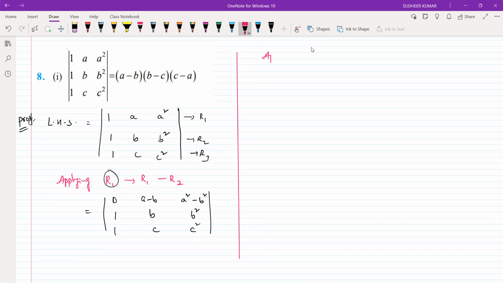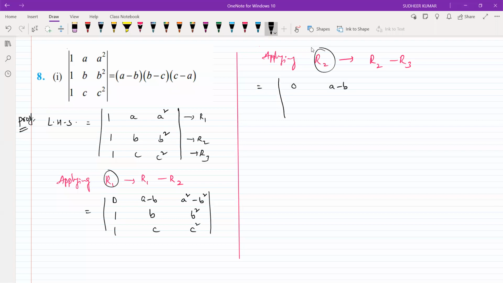So now applying R2 changed as R2 minus R3. Then what will we get as the answer? So here R2 is going to change. So R1 remains the same.